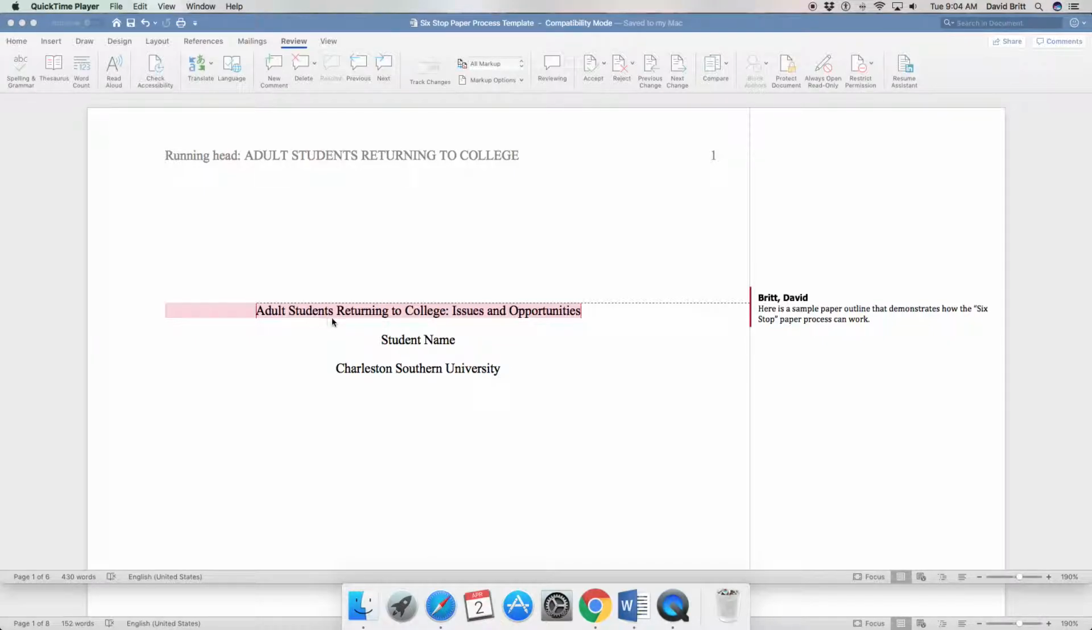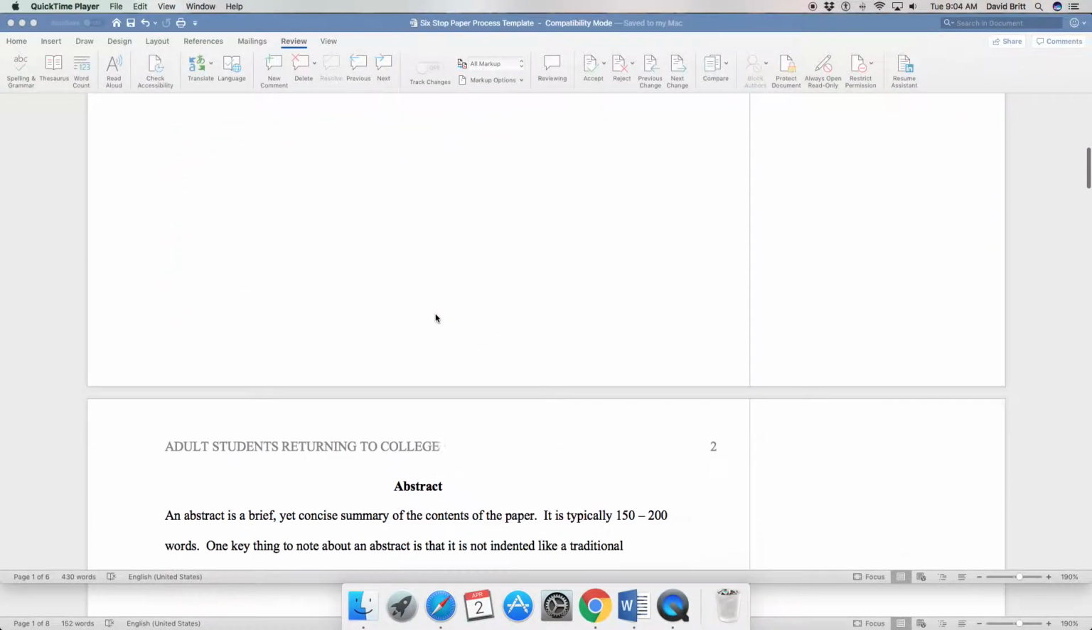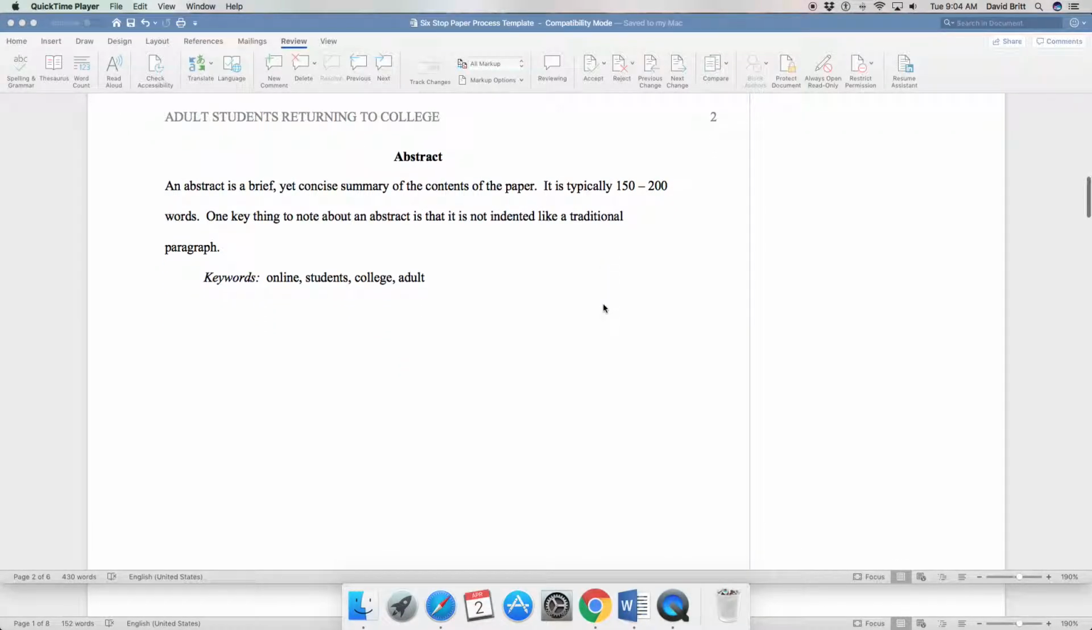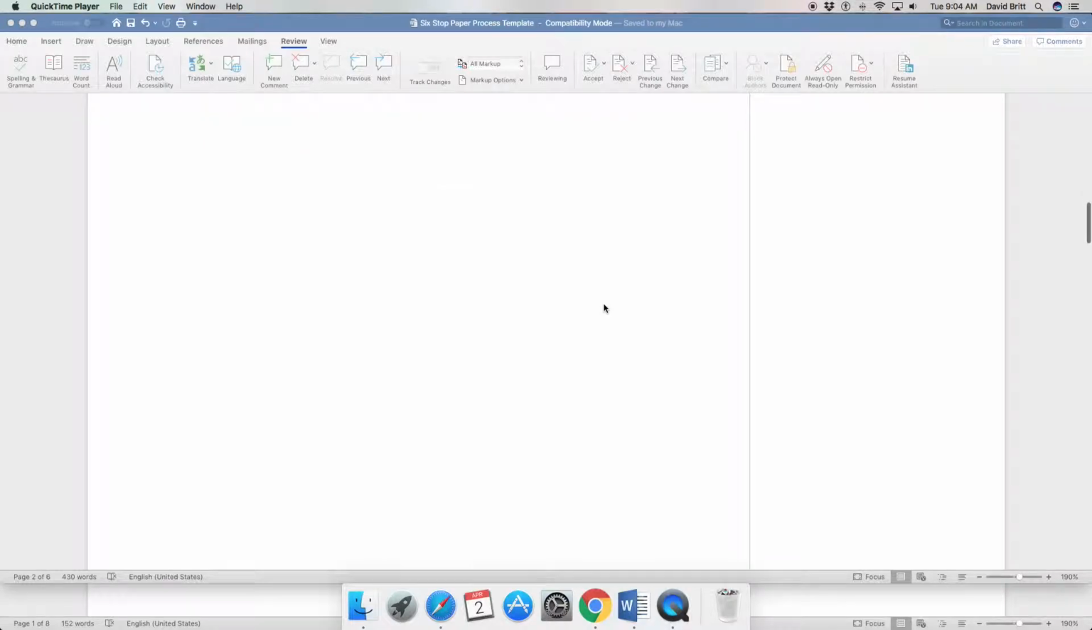And so you see my cover page here. I have a descriptive heading for this. I talk about adult students returning to college, issues and opportunities. That's what I would do if I was approaching this. And then I have my running head up here. If your running head is this long and it won't fit up here, then you can abbreviate your running head. So I just put adult students returning to college. Then you'll see the abstract here, where I have some descriptive information.